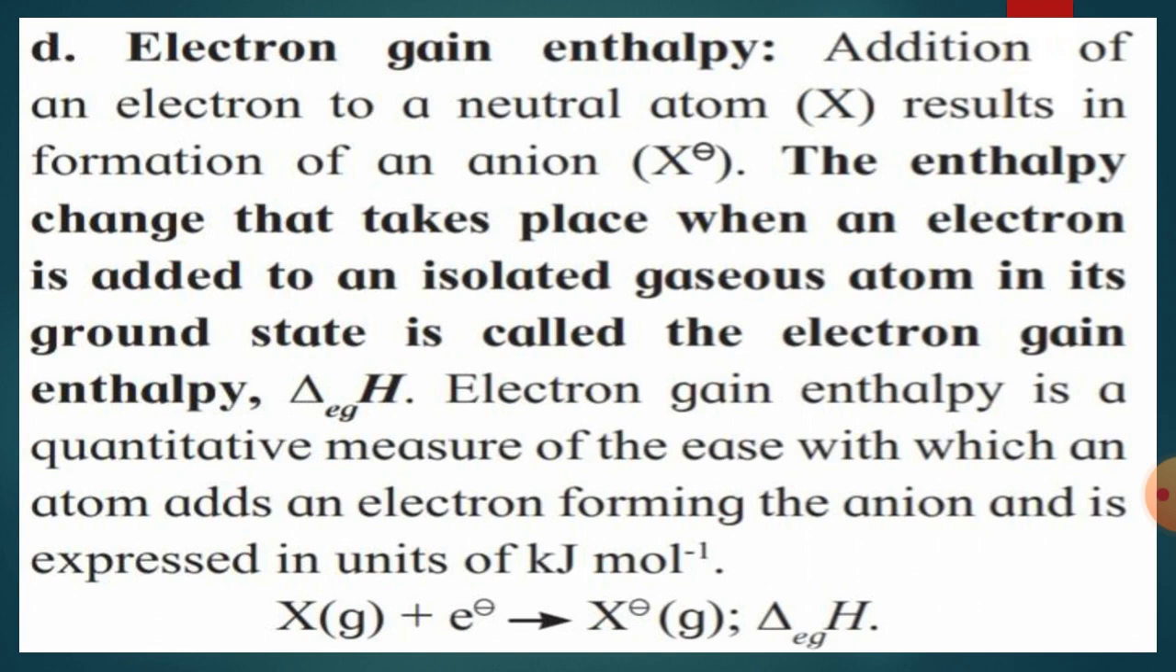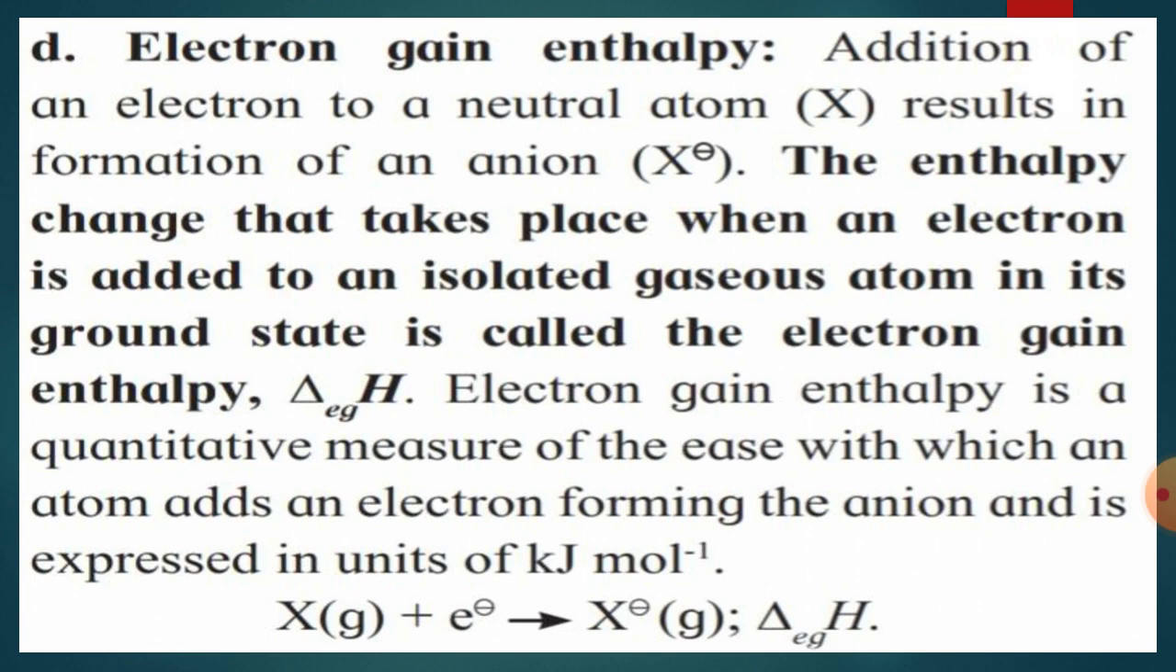So the enthalpy change that takes place when an electron is added to an isolated gaseous atom in its ground state is nothing but electron gain enthalpy. It is denoted by the symbol delta Eg H, where Eg means electron gain and H means enthalpy.